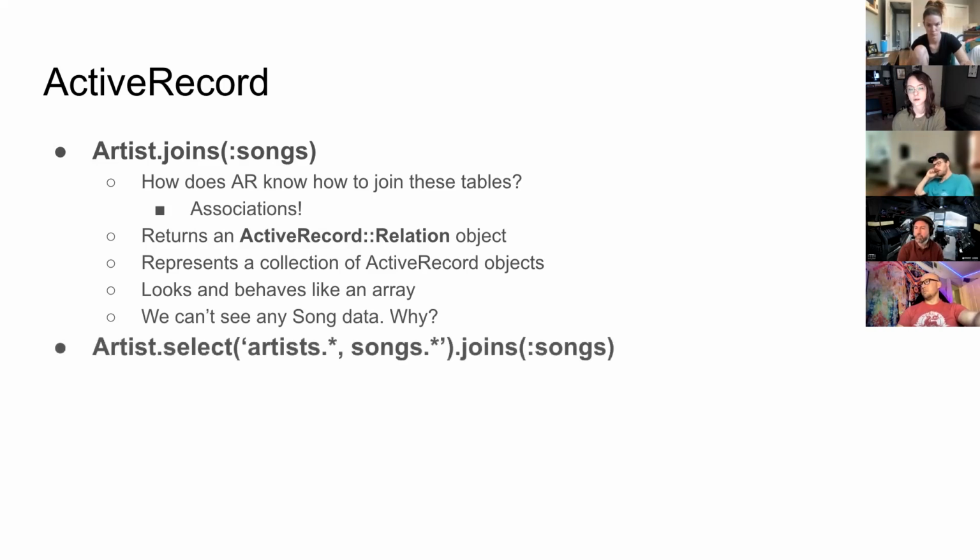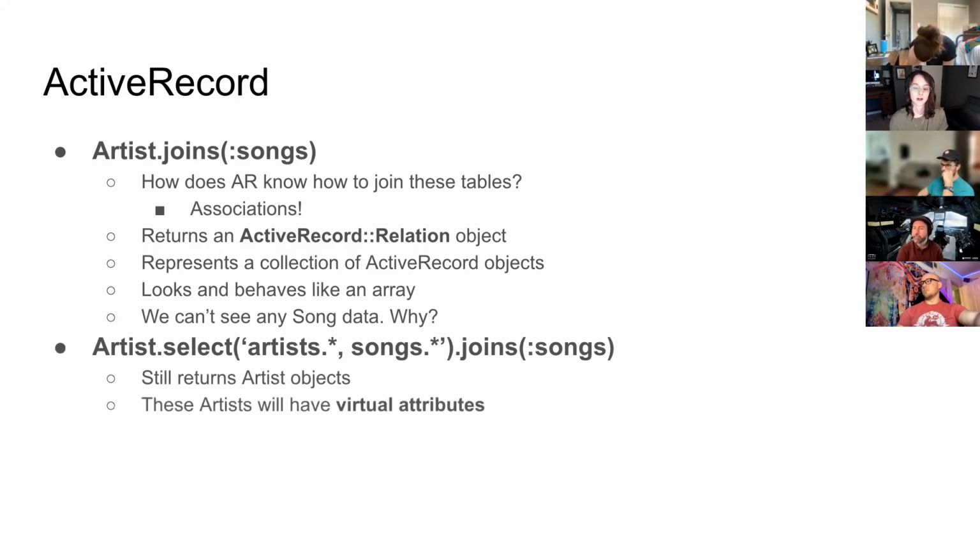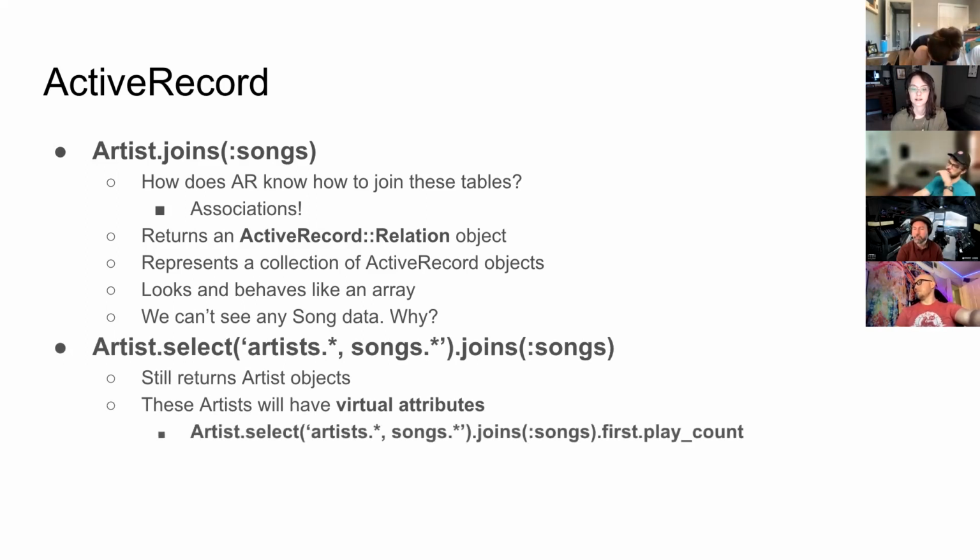When we moved on to this query where we were explicitly selecting everything from the artist table as well as everything from the songs table, it still returned artist objects in this Active Record relation object. And these artists have virtual attributes. That's why we were able to get an instance of one, get the last one or the first one from this Active Record relation object, and then call something like play count or length or title, because we had data available to us from the select about songs.